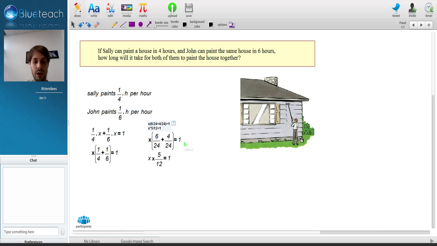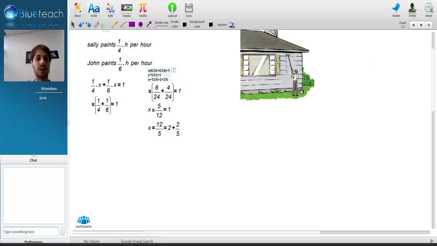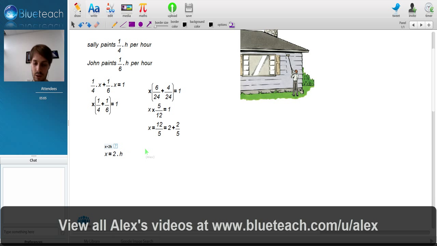Is equal to 1. So if I put 5 divided by 12 on the other side, I get x is equal to 12 divided by 5, which is of course also equal to 10 plus 2 over 5, which is 2 plus 2/5. So the time it would take for both John and Sally to paint the house together is exactly 2 hours and 2/5 of an hour. Okay, 2/5 of an hour is actually 24 minutes. So the result, if converted into hours and minutes, is x equals 2 hours and 24 minutes.